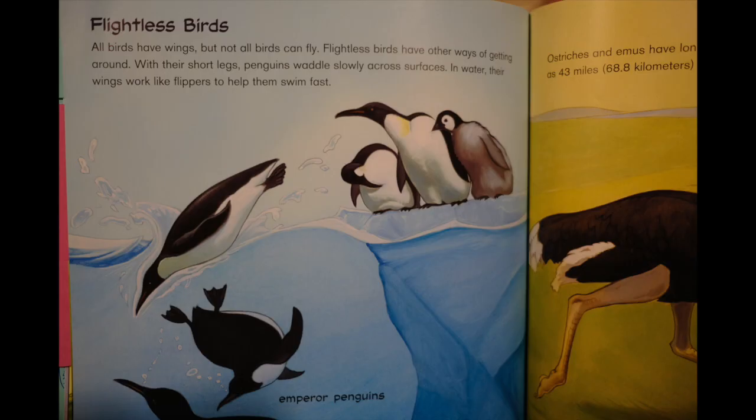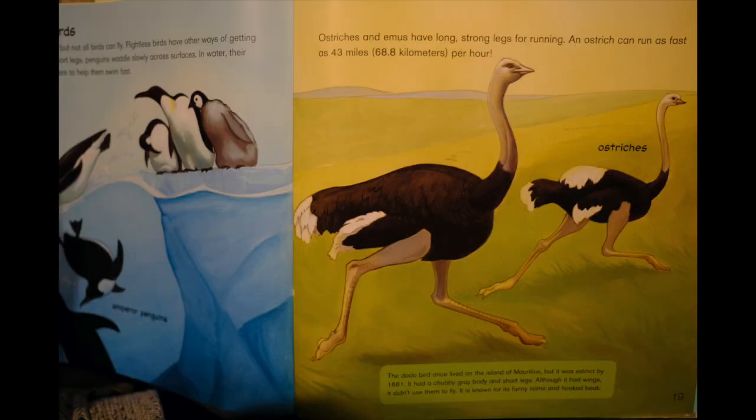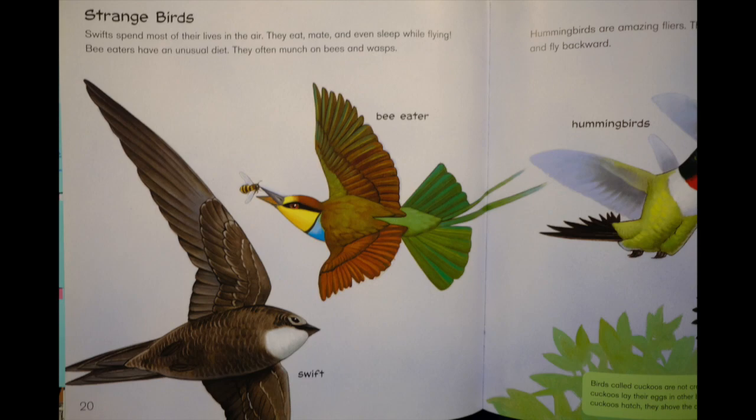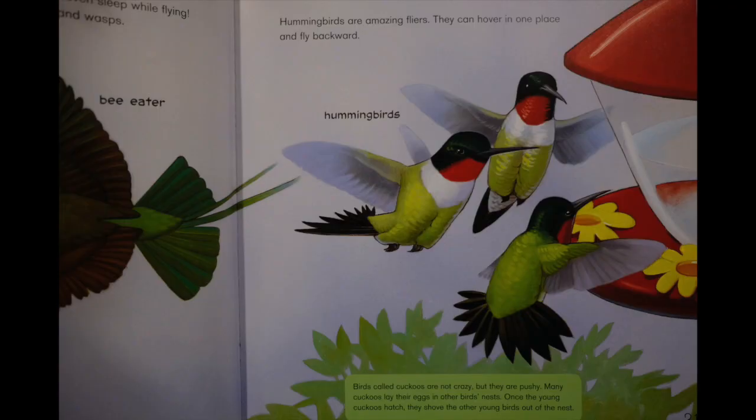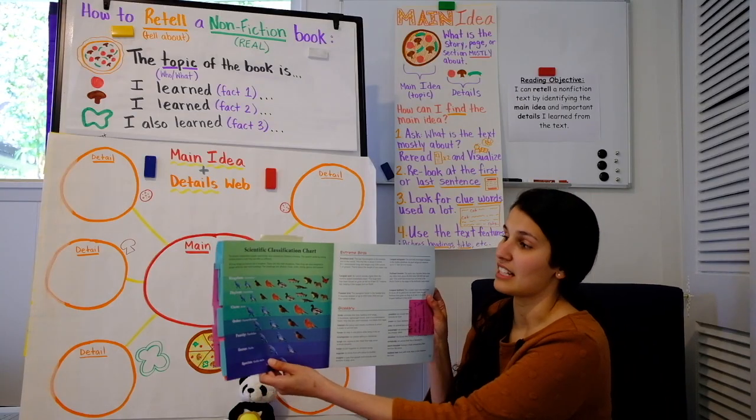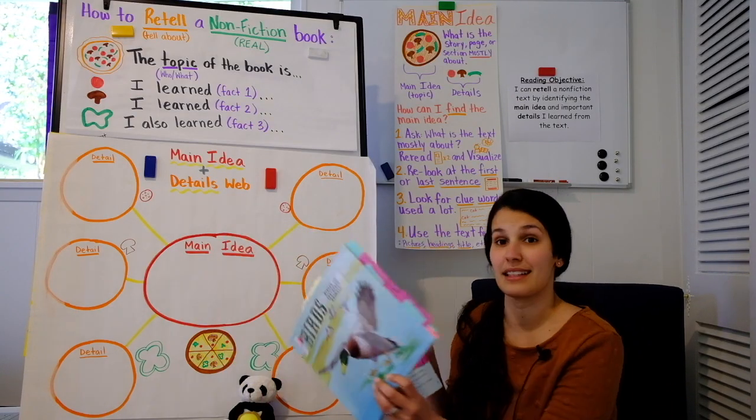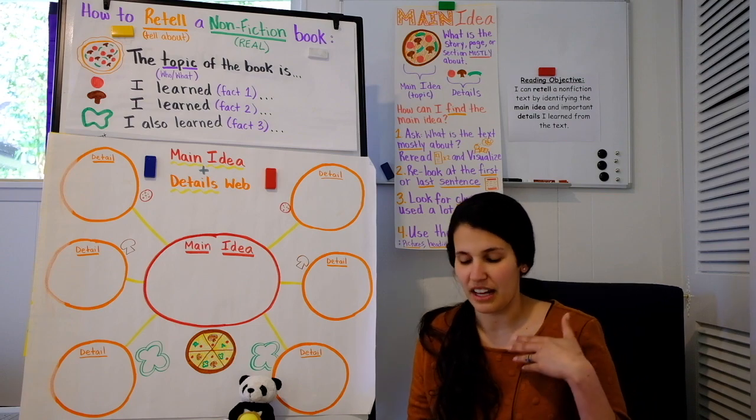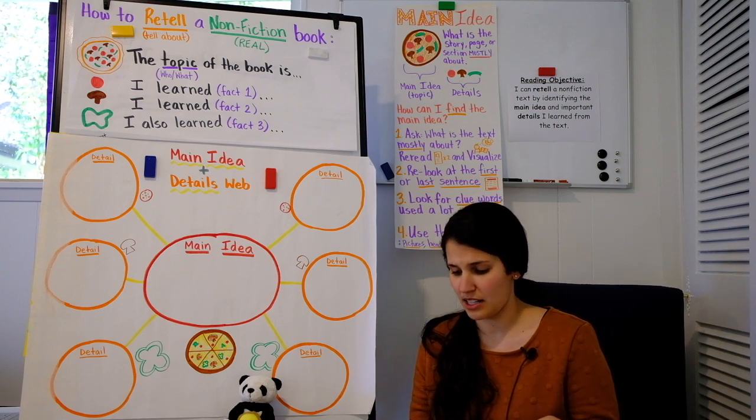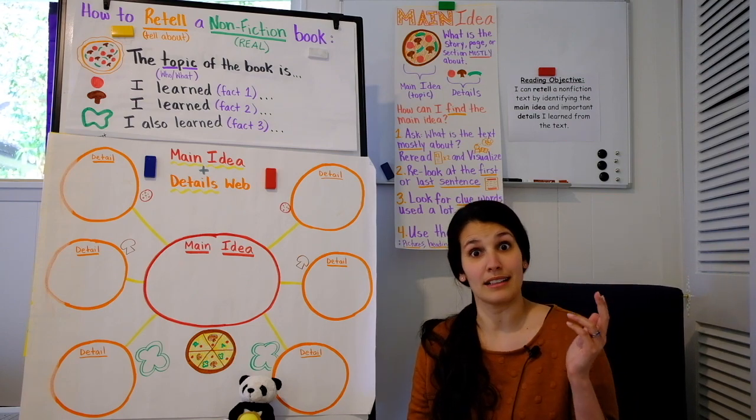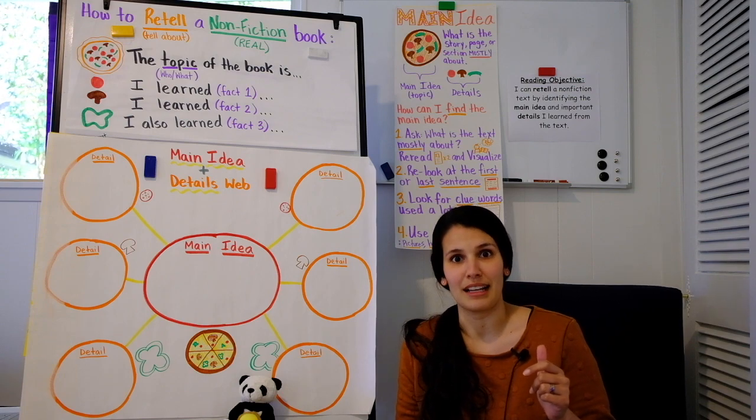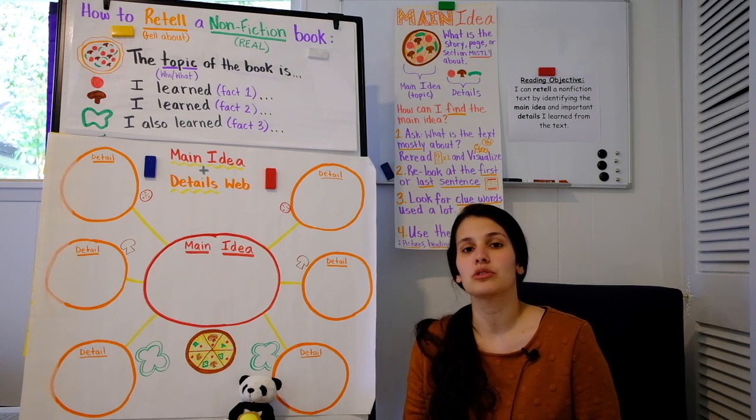Flightless birds. Remember how some birds like penguins and ostriches can't fly? And strange birds. Remember those really special birds that had some quite unique qualities. Okay, and then that was it. We had our classification chart and some fun facts at the end. So we have reviewed with the picture walk, with a walk of the headings, and that was quite helpful. So what would you say?